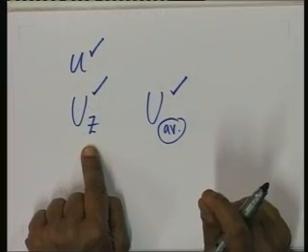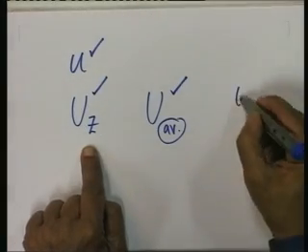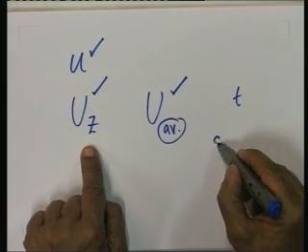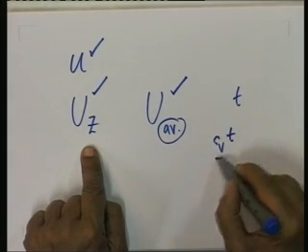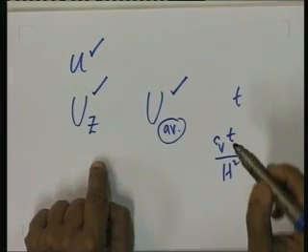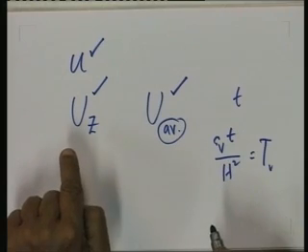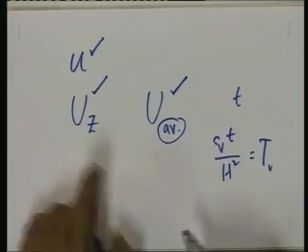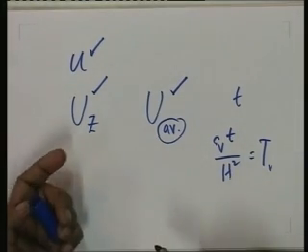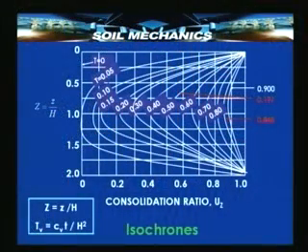Once we know the expression for uz, in that expression we can put different values of time, and you know that time is expressed in terms of the non-dimensional time factor Tv equal to Cv t by h square. So, we shall express time in terms of this non-dimensional parameter Tv and substitute that in the expression for uz. Then we will know how the excess hydrostatic pressure varies with respect to time and depth. And the isochrones in fact depict this.